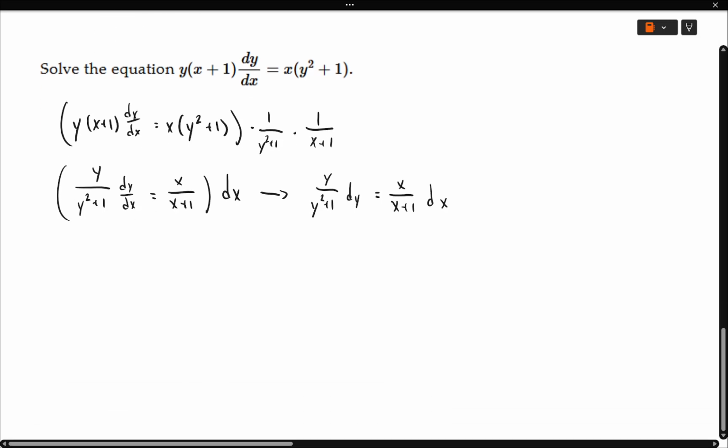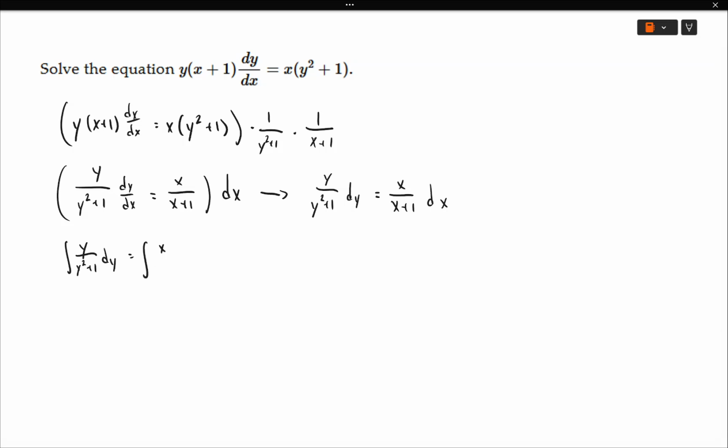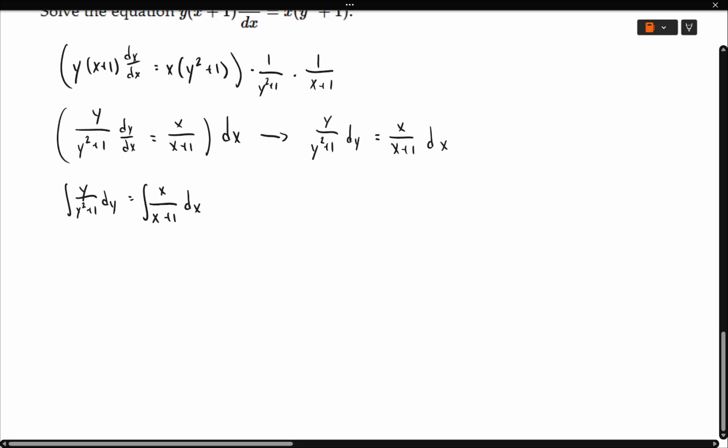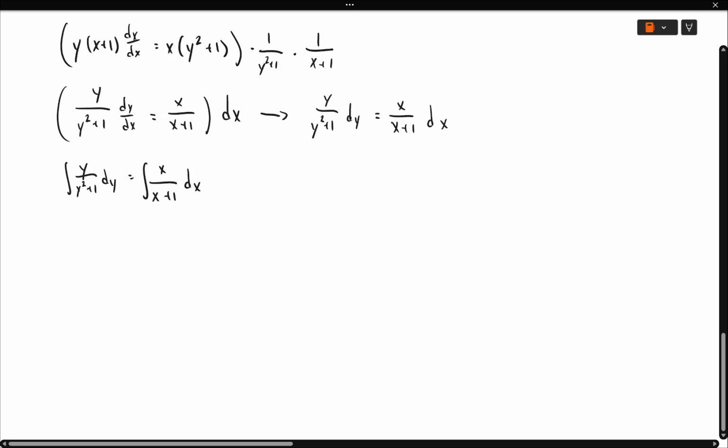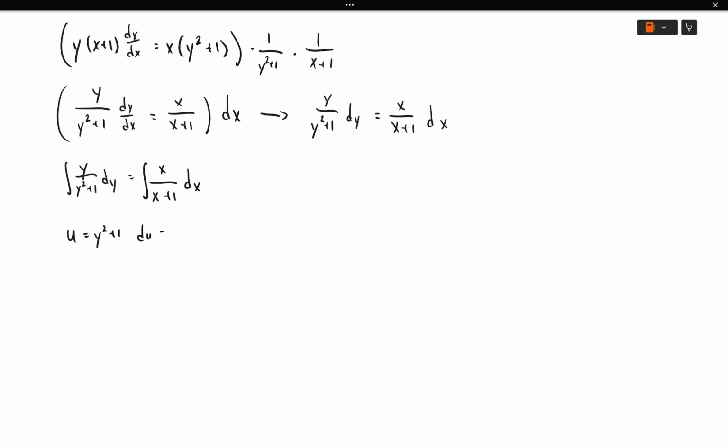So now we're going to integrate both sides, right? So we take the integral of y over (y squared plus 1) dy equals the integral of x over (x plus 1) dx. For the y over (y squared plus 1) dy, we're going to do a u substitution. So u equals y squared plus 1, du equals 2y dy, sorry. So we know dy equals 1 over 2y du.